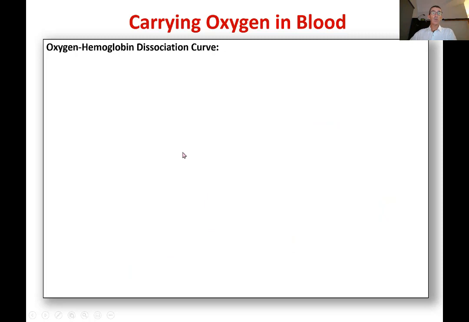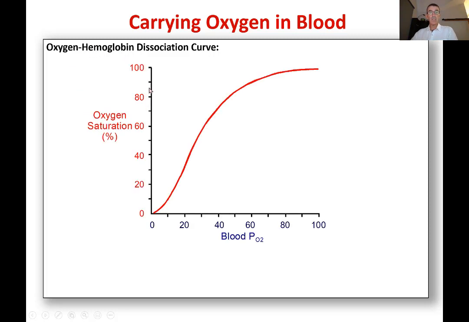All right, so to understand how oxygen is carried in blood, you really need to look at this figure called the oxygen hemoglobin dissociation curve. There it is. So here's the partial pressure of oxygen increasing from 0 up to 100. Not much more oxygen gets on after you go above 100, so we don't need to go beyond there. And this shows the oxygen saturation. So that's the percentage of heme molecules that have an oxygen molecule on them.